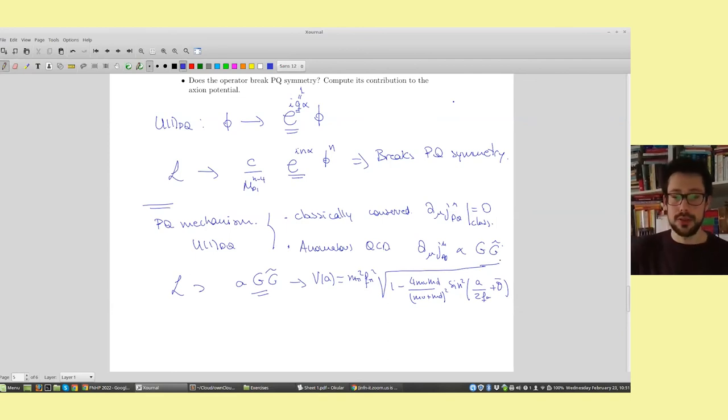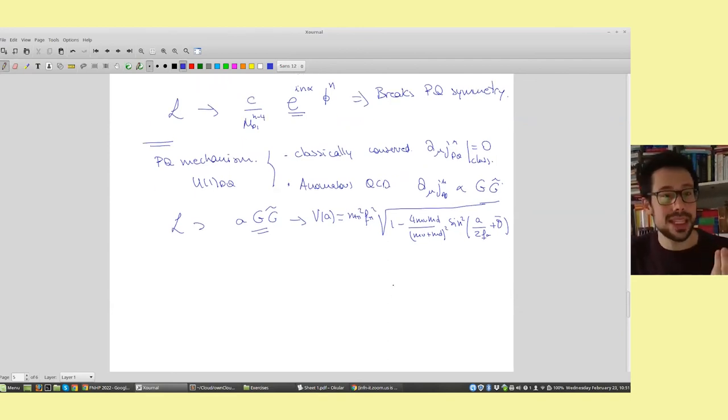This is the potential of the axion. But why is it important, the potential for the axion? The reason why the axion is able to solve the strong CP problem is because the minimum of this potential corresponds to the CP conserving point.